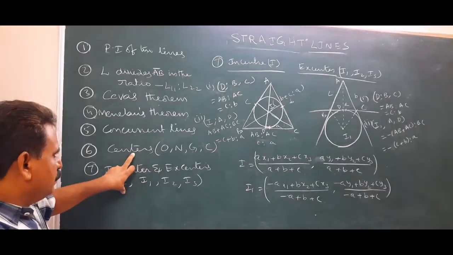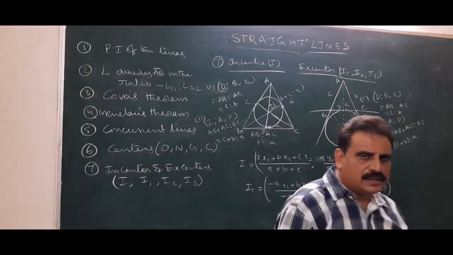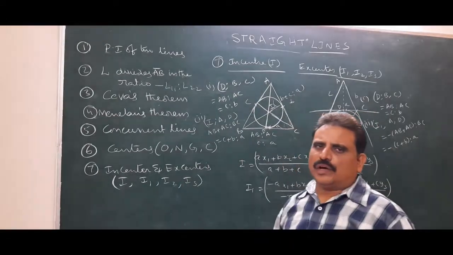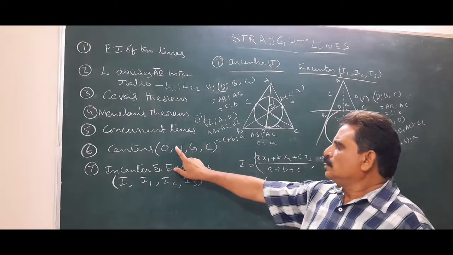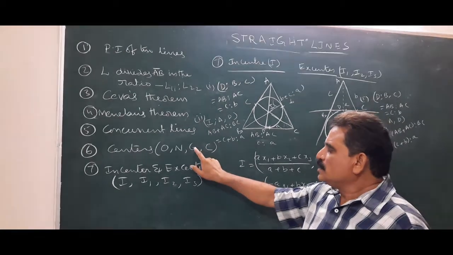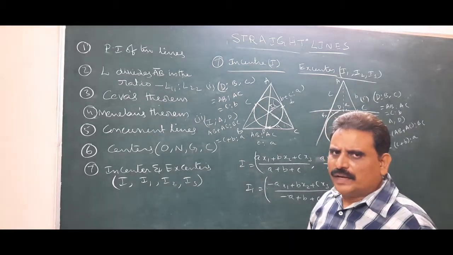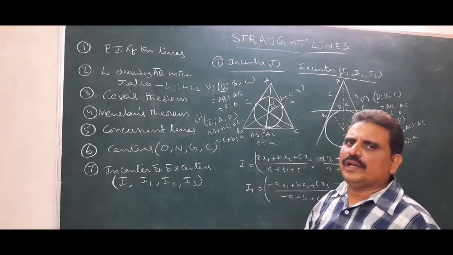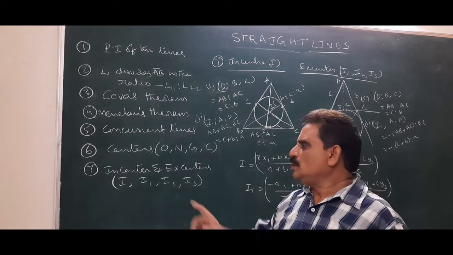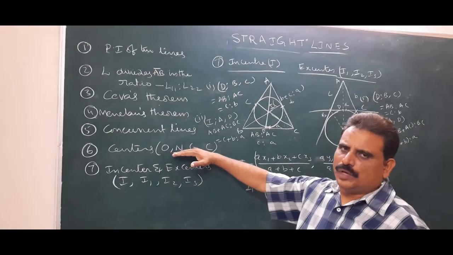Okay. Centers: the orthocenter, nine-point circle center, centroid and circumcenter. This concept is over. One important point: in any triangle, the circumcenter and centroid are inside the triangle. If the triangle is equilateral, these four points coincide. If the triangle is isosceles, these four points are collinear. O, N, G, C are always collinear, no doubt.